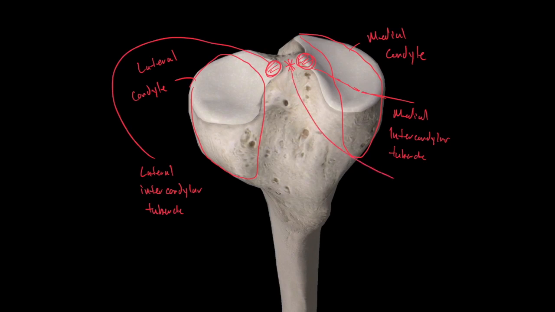This region is called the intercondylar eminence of the tibia. And again, this is located between the 2 tubercles of the tibia. Between the 2 condyles on the anterior aspect, right here, this region is called the anterior intercondylar area.